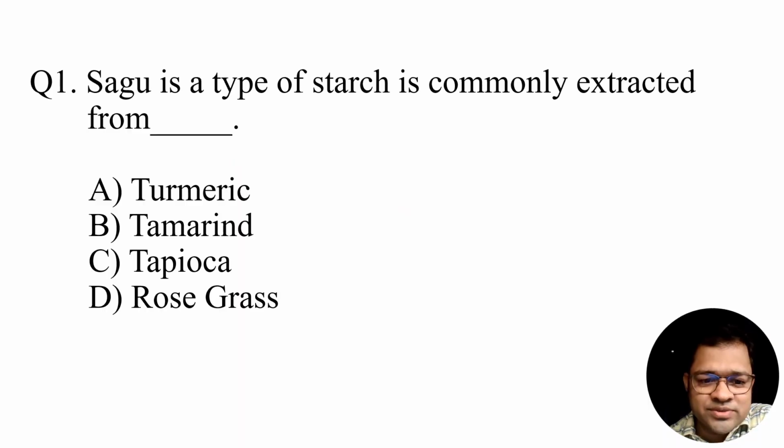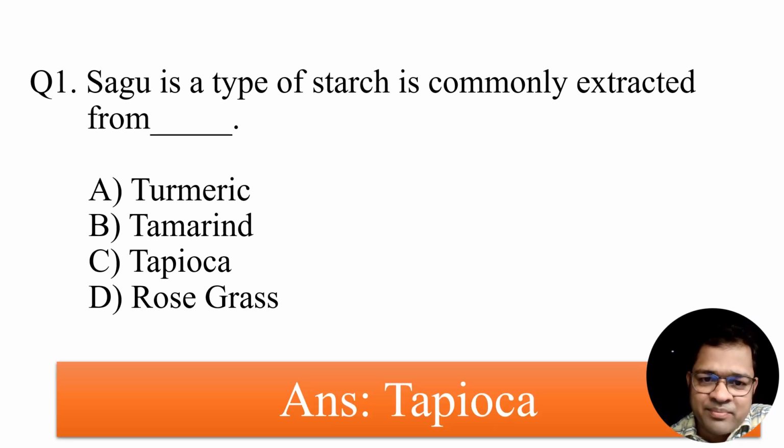The first question is, sago is a type of starch commonly extracted from. The answer is tapioca. But there is a clear-cut difference between sago and tapioca. Tapioca is coming from cassava. The root of the cassava is mainly used as tapioca, whereas sago is coming from palm tissues.